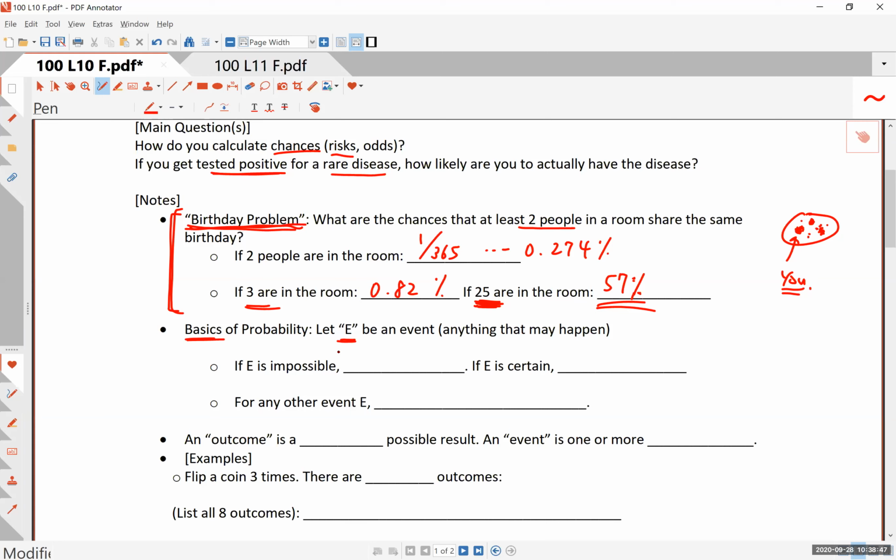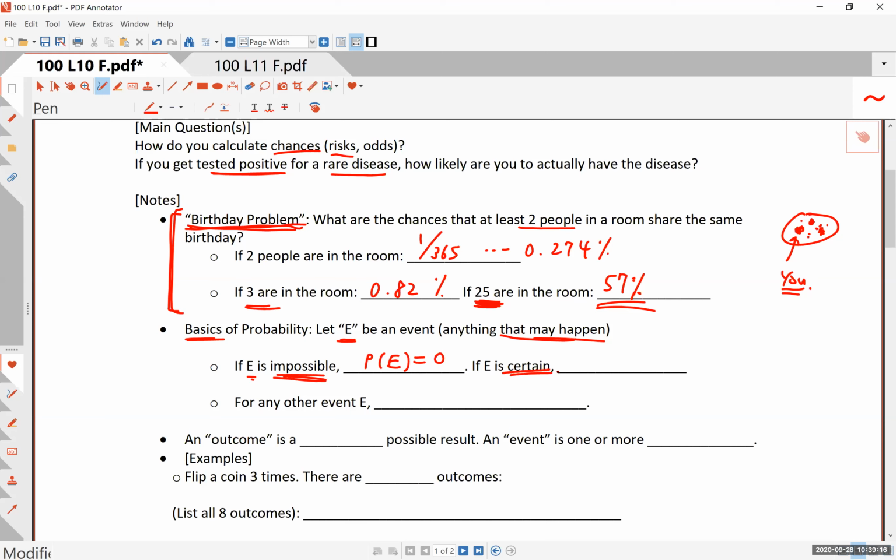What is an event? An event is anything that could happen. An event could be that today is sunny. An event could be that on the roll of a die, I get a 1. An event could be that I get to pass this course. If E represents an impossible event, let's say that on a test that is worth 100 points, I get 300 points on one test. That's impossible. We say the probability of that event is 0.